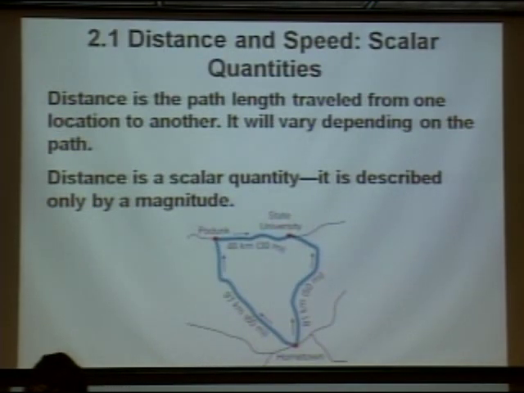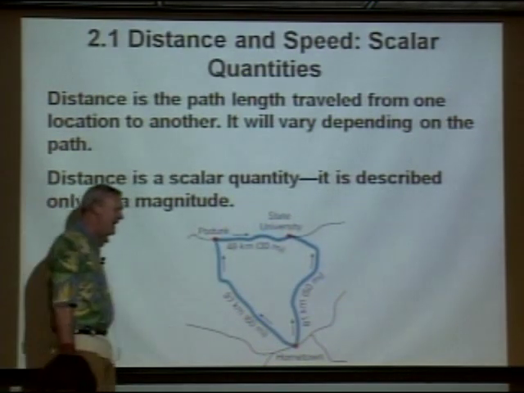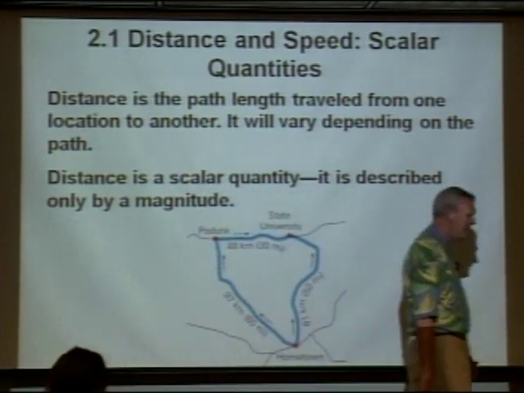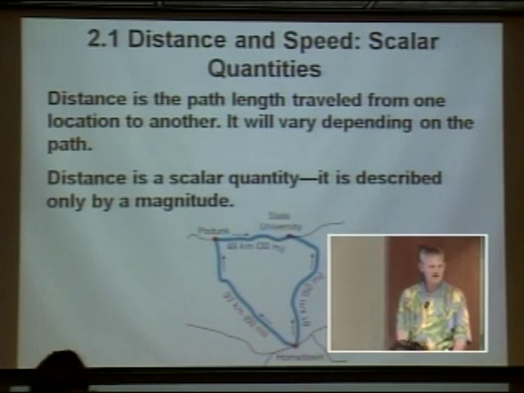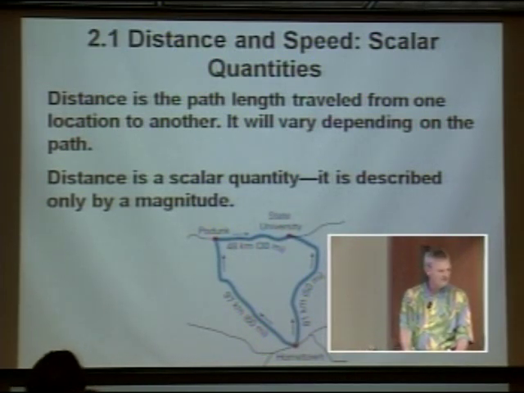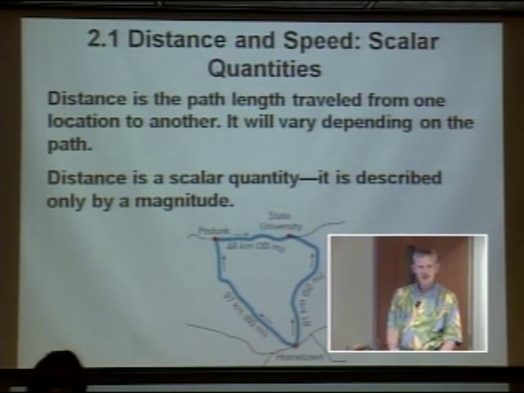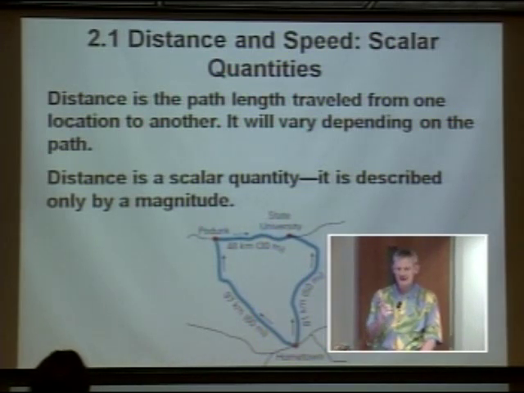Okay, so here we go. Let's talk about distance and speed and scalar quantities. A scalar is just a number. That's what scalar means. It's just a number, a magnitude. It doesn't have direction.